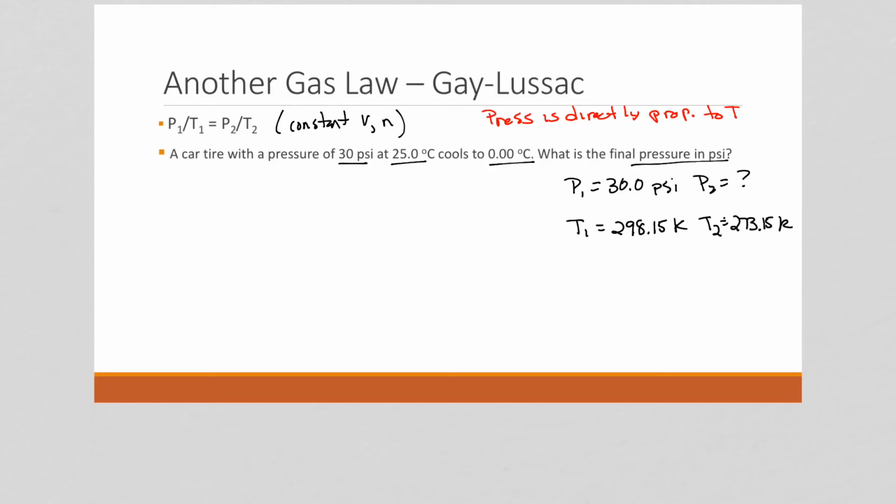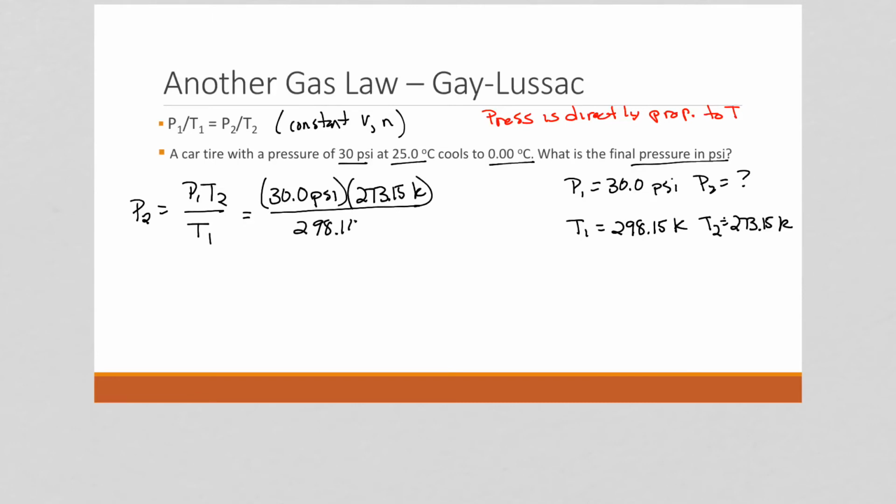So if I solve my equation for P2, I'm going to have P1, and I'm going to bring T2 over, divided by T1. So I have 30 psi times T2, which is 273.15, divided by T1, which in this case was 298.15 Kelvin.